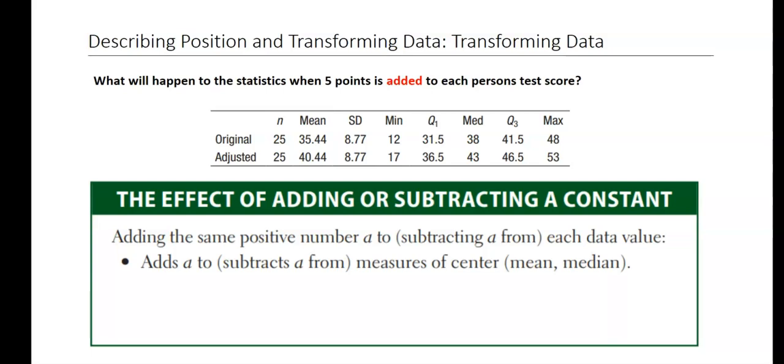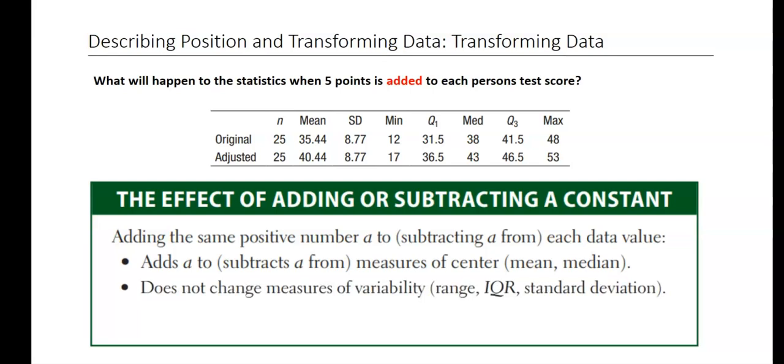Adding changes the measure of center by the same amount, but does not change any measure of variability. Range, IQR, and standard deviation do not change at all. The shape doesn't change; it was still skewed left. So it doesn't really change any of that. Here's the actual data up here.